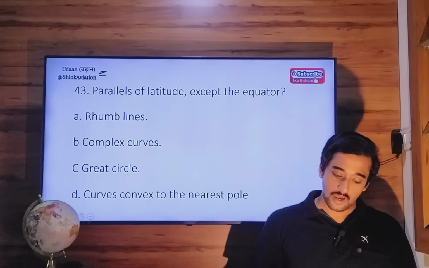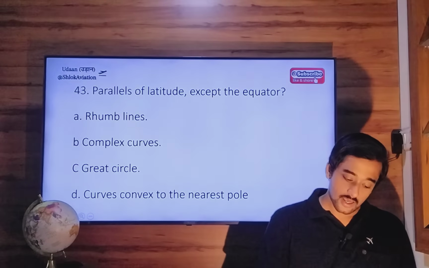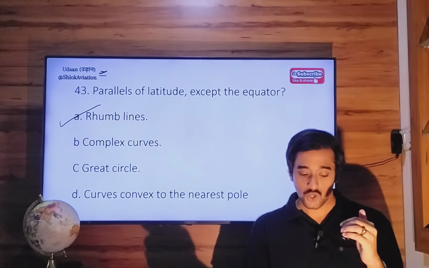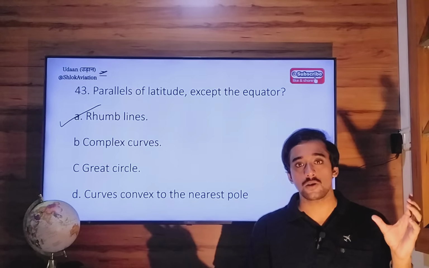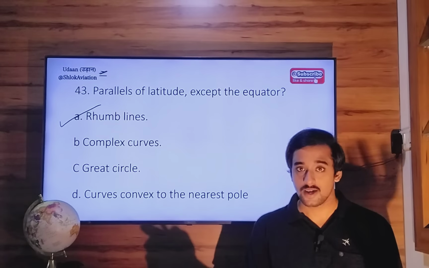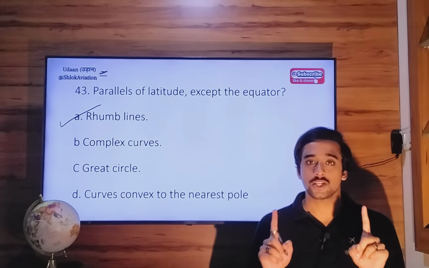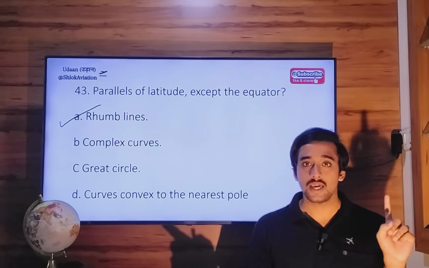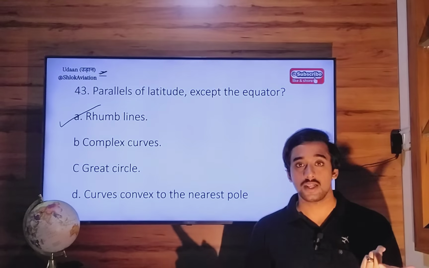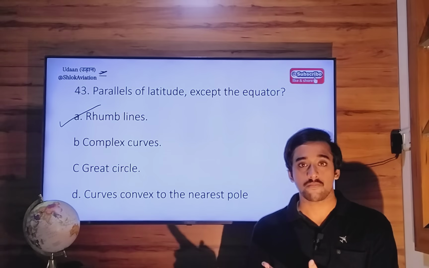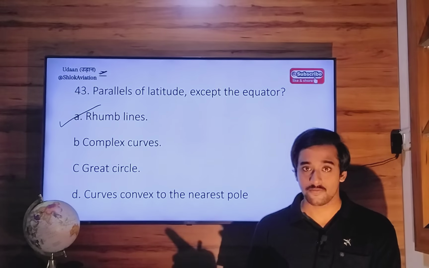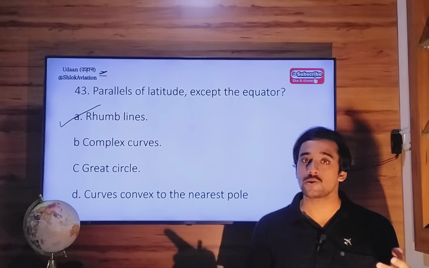Next. Parallels of latitude except the equator are rhumb lines. What are rhumb lines? Rhumb lines are lines of constant direction. So all parallels of latitude, whether you take latitude 90 degrees north, 80 degrees north, 20 degrees north, 50 degrees south, whatever, even the equator, they all run in one fixed direction, either easterly or westerly. One exception is both a great circle and a rhumb line: the equator. Except the equator, all other latitudes are only rhumb lines.